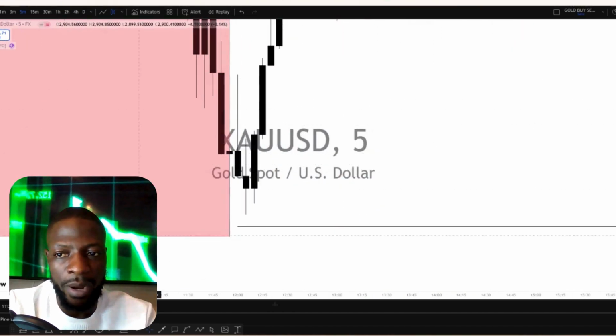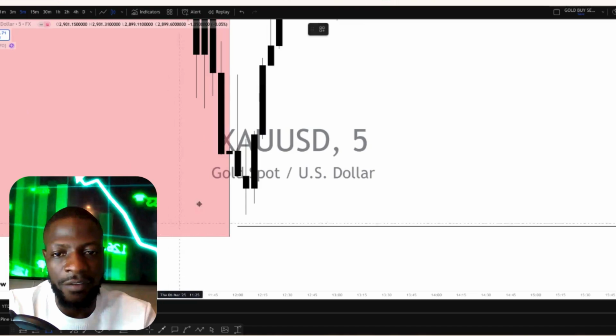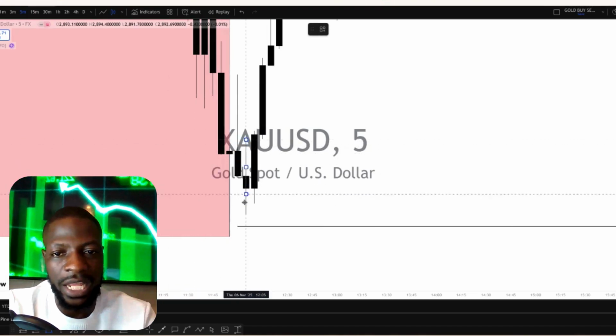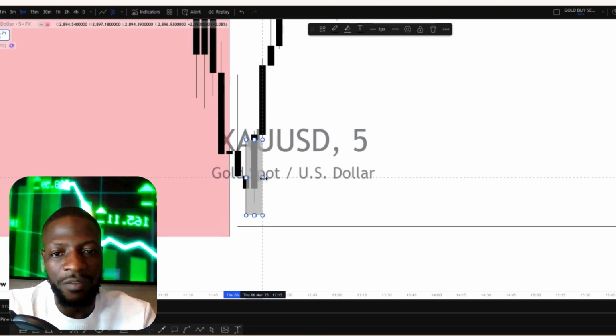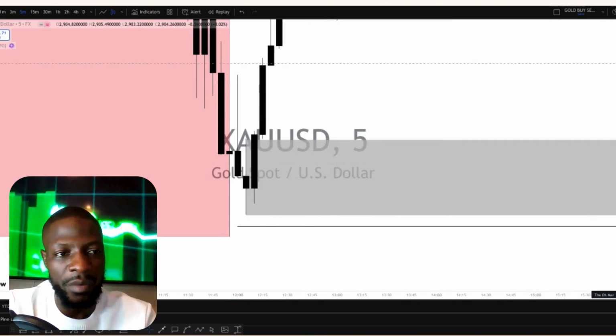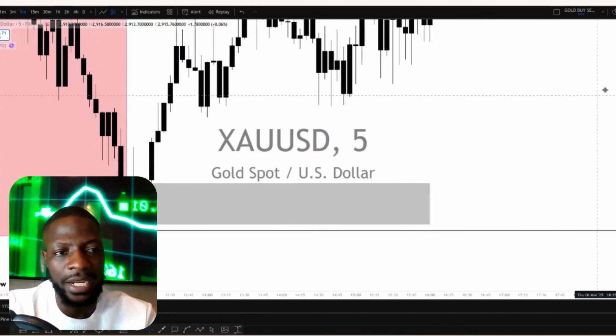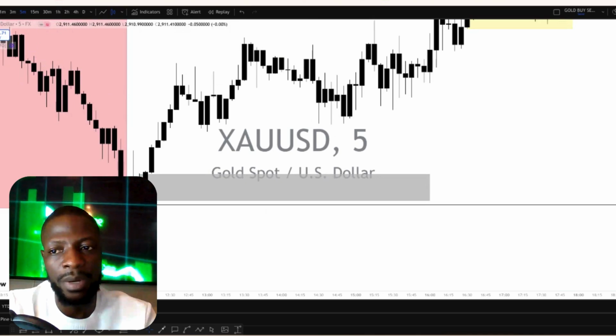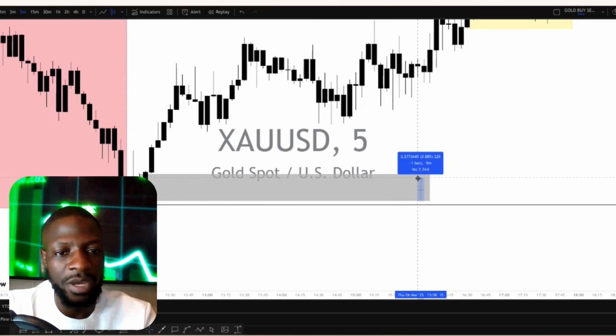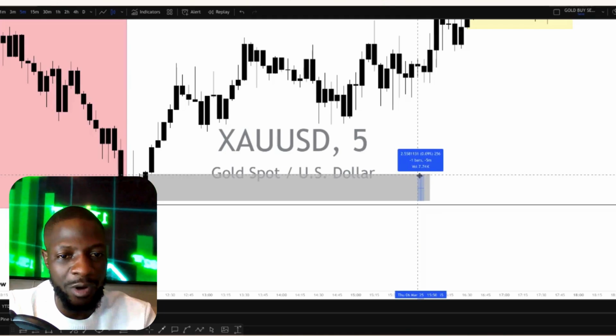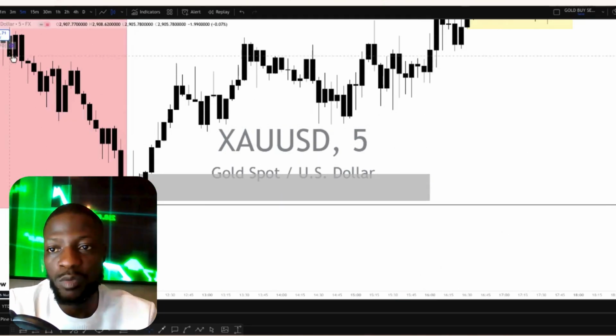So for my order block, I've spotted this level right here. So we get the high and the low of this last candle. We take it to the right side. Okay, we take it to the right side, and now we have that order block. Let's see how many pips that is. So from here to here, that's about 25 pips. It's okay since we're dealing with gold.